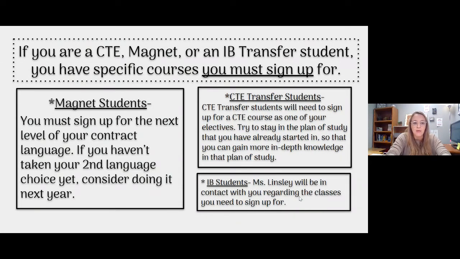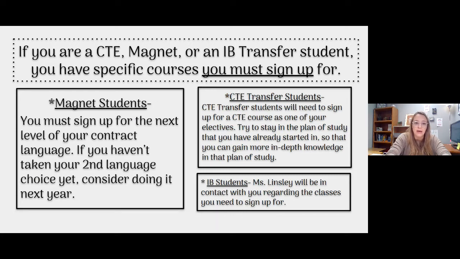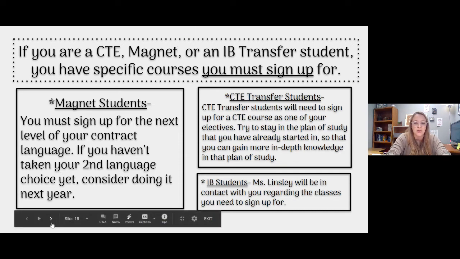So if you are CTE, magnet, or an IB transfer, then you have specific courses that you have to sign up for. If you're magnet, then you have to sign up for the next level of your contract language. If you haven't taken your second language choice yet, you can consider taking it your sophomore year. For CTE transfer students, like I said, you have to sign up for a CTE course. Try and stay on that plan of study. Look at the course selection and you'll see what the next courses are. That way you can get some more in-depth knowledge. And then IB students, Ms. Lindsley will be in contact with you regarding the classes that you have to sign up for.